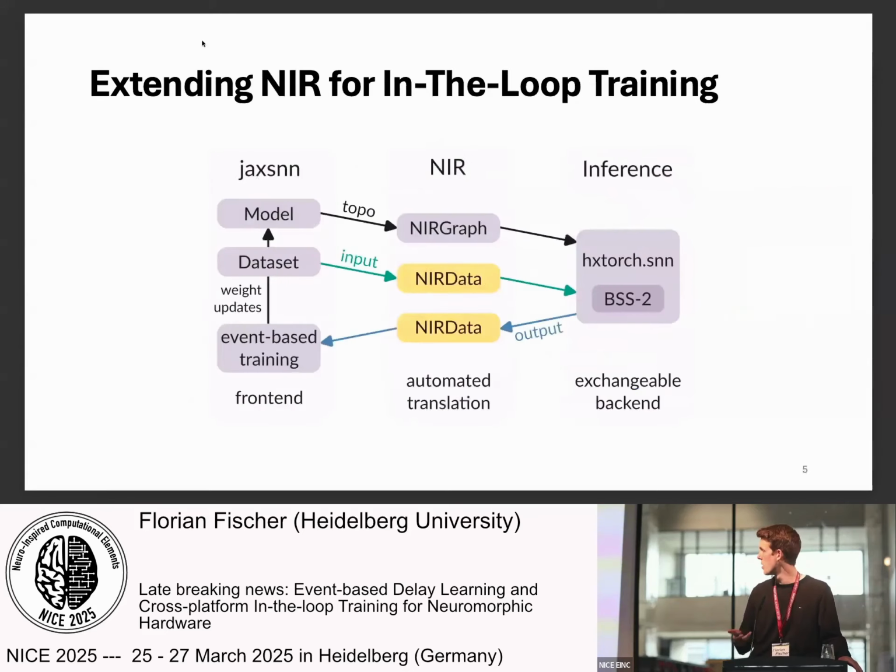And so the Neuromorphic Intermediate Representation, NIR, implements an exchange format for topologies of spiking neural networks. And we propose an extension to NIR for data exchange between different neuromorphic platforms. The aim behind this is that we can do in-the-loop training, for example, on hardware systems with software frameworks that are not inherently connected.